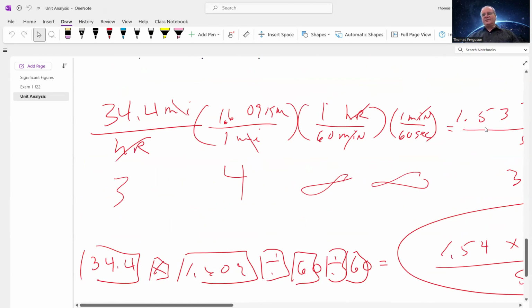These are all fractions, right? So here we would multiply everything on the top and then divide by everything on the bottom. So we would go 34.4 times 1.609 times 1, and then divide by 60, divide by 60. Each time you have a number on the bottom, in the denominator, you're hitting the divide key. On the numbers on the top, it's multiply.